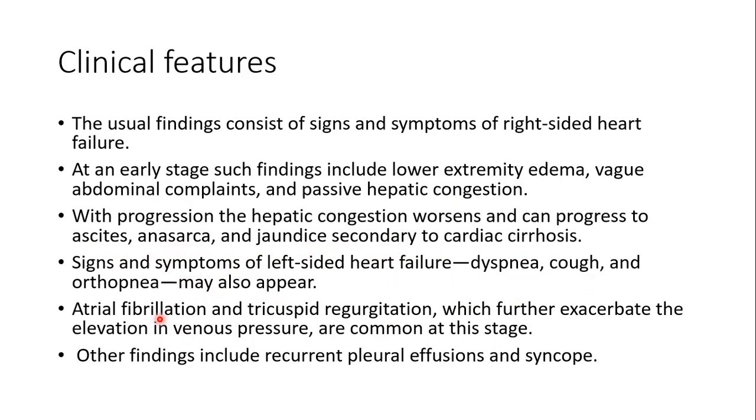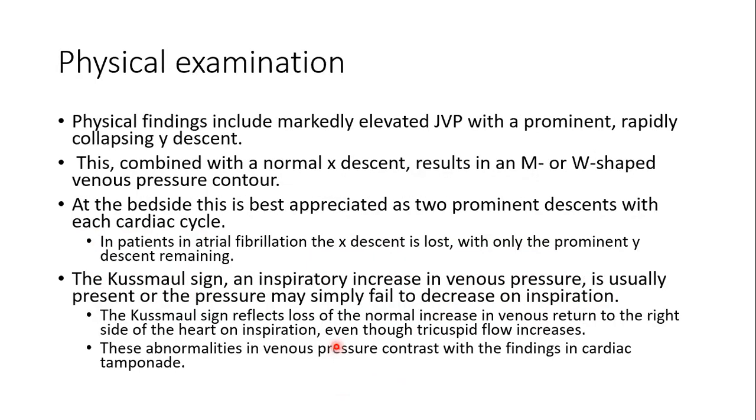So in the chronic state, patients are said to also develop atrial fibrillation. There could also be tricuspid regurgitation, which further exacerbates the elevation of the venous pressure, and it's said to be common at this stage. Some patients may also go on to have recurrent pleural effusion and then syncopal attacks.